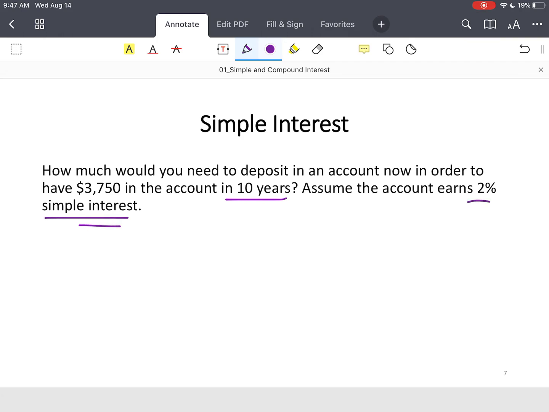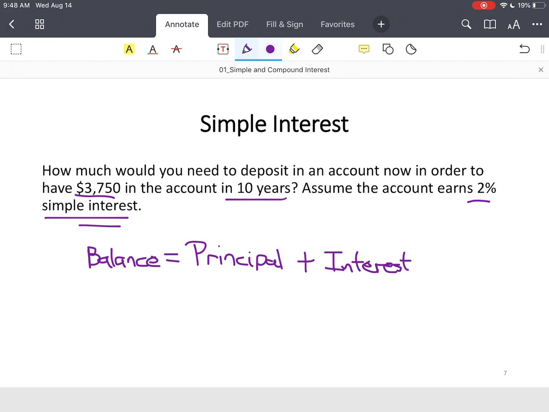How much would you need to deposit in an account now in order to have $3,750 in 10 years? So what we want to do, we got an account balance, right? So we know balance equals the principal plus the interest. And we're going to say simple interest.